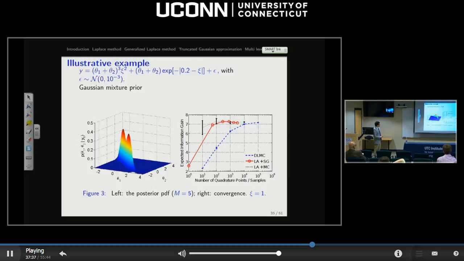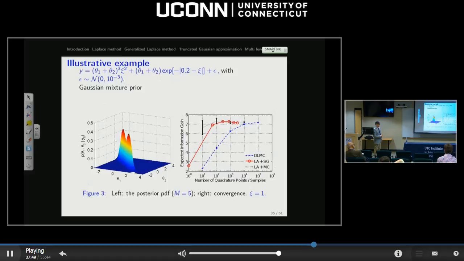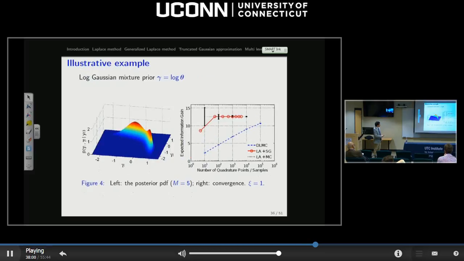And in another case, I just do a change of variables, gamma equals log of theta. In the first case, the manifold is a line, right? Because I have theta 1 plus theta 0. You see that on this straight line, at 45 degrees to the horizontal, you cannot distinguish these two parameters. In this case, I do a change of variables, and the manifold looks like a nonlinear manifold, just to test everything. And in this case, you can see that there's basically no hope for the multilevel Monte Carlo. And the Laplace method converges dramatically fast.